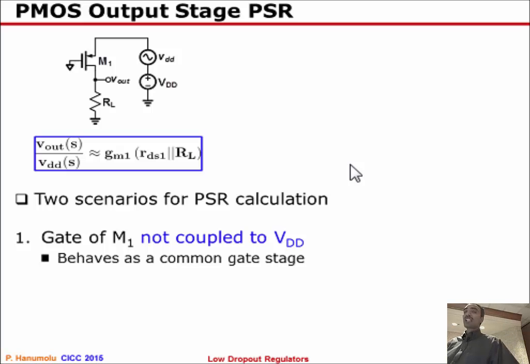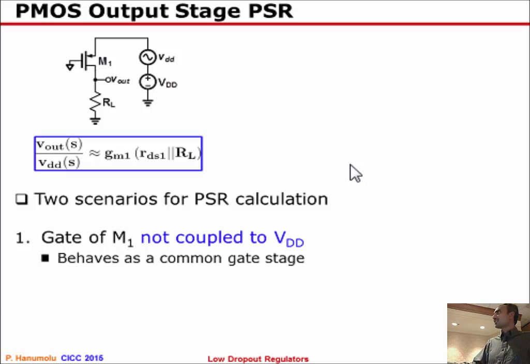Now I'm going to quickly do the same calculation for the output stages. If you take the output stage of a pass transistor, this is my pass transistor here, and if I wiggle the supply voltage, I'm figuring out how much of this is going to appear at the output.